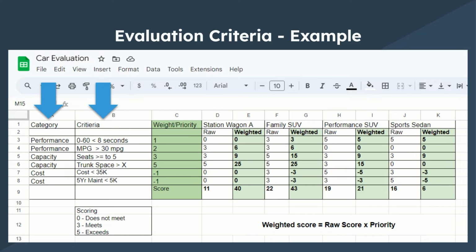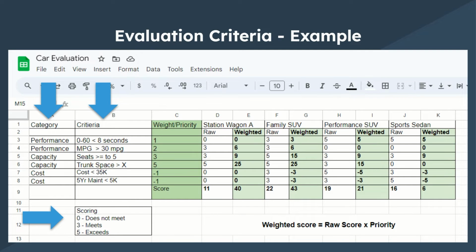In this case, in purchasing a car, now that I'm older, I'm married with kids, I like to drive a little bit fast, so I might care about performance, whereas my kids or my wife might care more about the capacity. How much trunk space does it have? How many seats does it have? You get the idea. And then as we continue on with the sheet, you can see I have a little scoring section down here at the bottom.